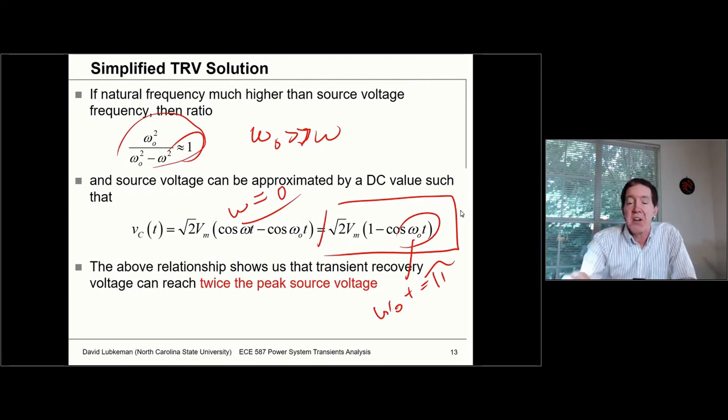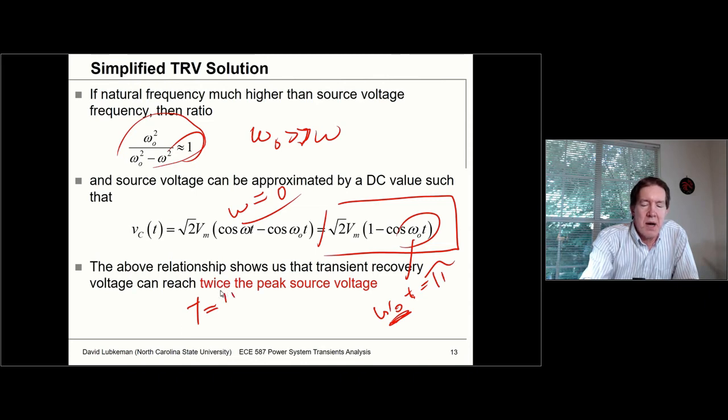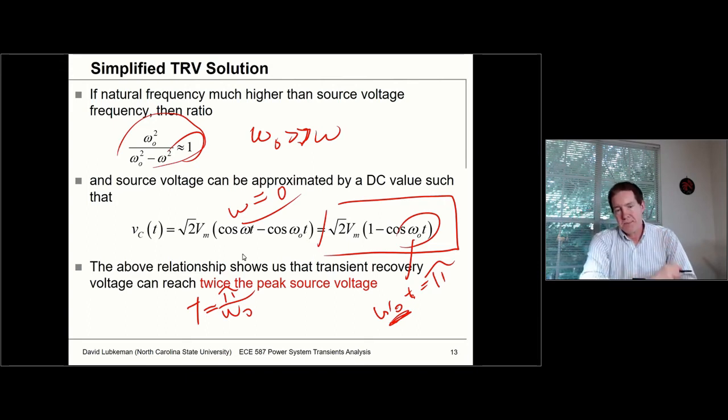Basically this is the time that's associated with this, and that time is going to depend on what this natural frequency is. In other words, the time in which this is going to happen is going to be pi divided by omega naught. So if omega naught's high, that's going to rocket up there pretty fast. It's going to be a high value of dV/dt.